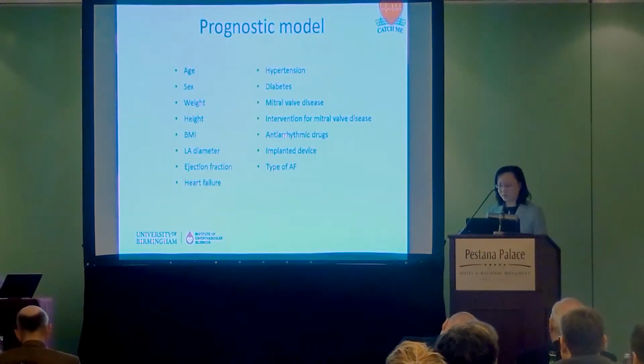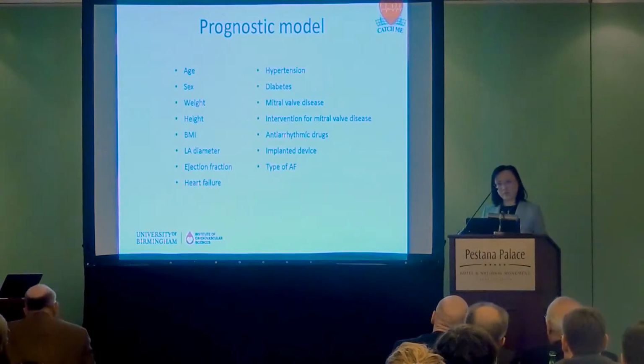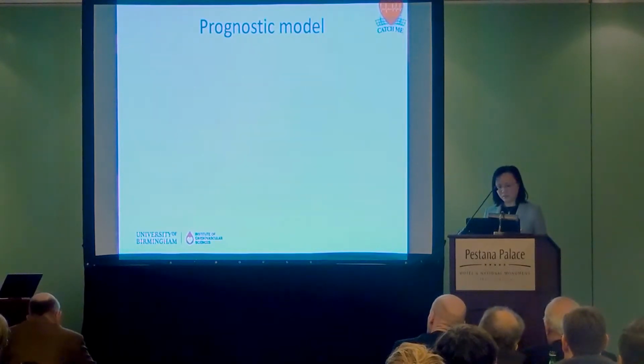Now, from the Delphi process, when we surveyed the experts, this is what they told us. They told us that these are the characteristics which they thought were very important for predicting recurrent AF. And we see the usual suspects here: the age, sex, BMI, hypertension, mitral valve disease, and heart failure. After the modeling process, here was the outcome.